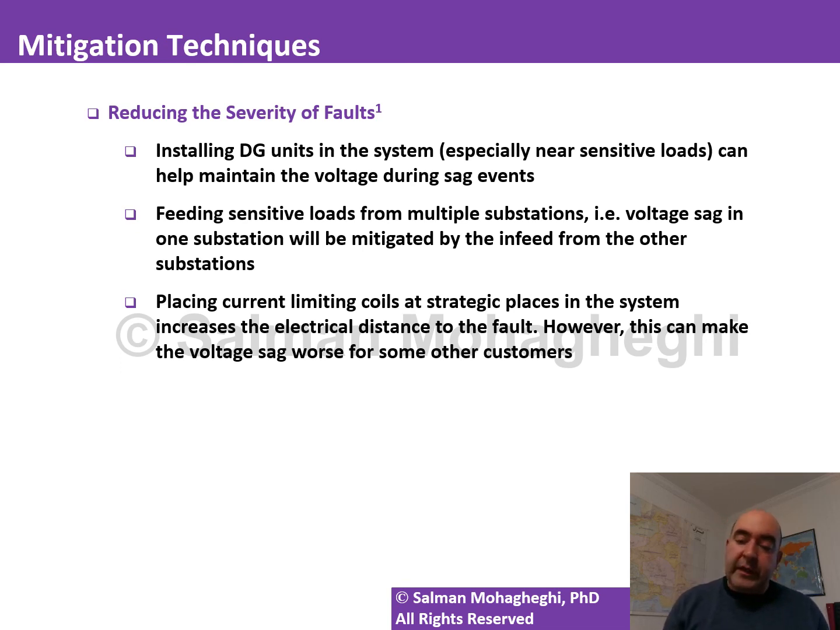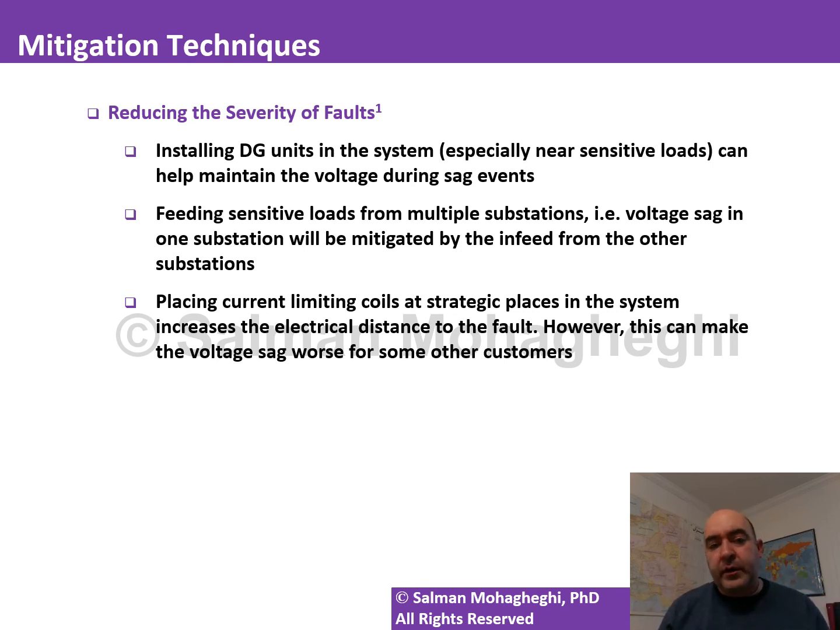Another solution would be to feed sensitive loads from multiple substations, so that if, for example, through one path the load is experiencing a dip in voltage because of proximity to a short circuit, from the other path, from the path of the second substation, it still has access to rated voltage. These two substations basically work together to make sure that the overall voltage at the sensitive load location is going to be higher. Of course, keep in mind, in order for this technique to be efficient, these two substations have to be independent of one another.